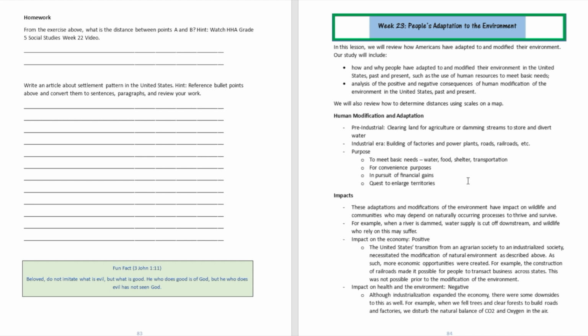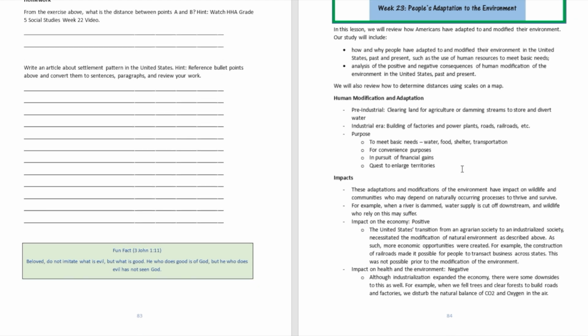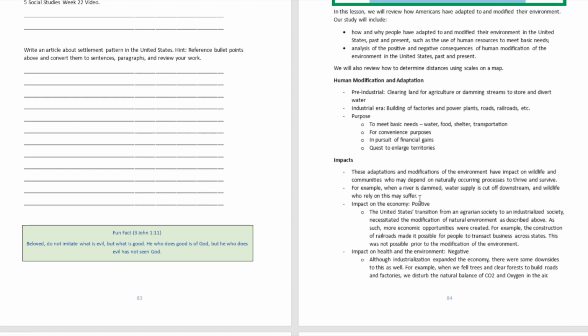You're welcome to do some more research on that. What's the impact of these adaptations and modifications? So for example, when a river is dammed, the water supply is going to be cut off downstream, and then wildlife that relies on that water supply may suffer as a consequence of it.